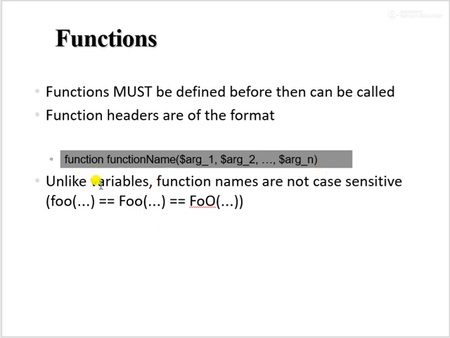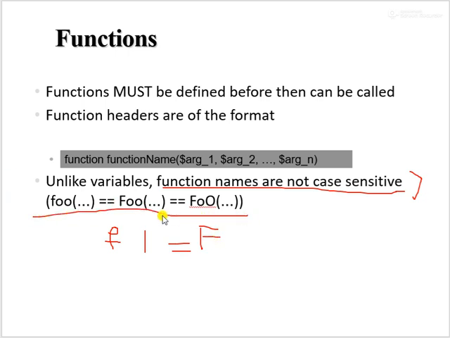Variable names are case sensitive, but function names are not case sensitive. We saw previously that variable names are case sensitive in PHP, so if we have different variables like this, this f is not equal to that f, and these will be considered two different variables. But in the case of functions, all these three different spellings will be considered the same, equivalent. So function names are not case sensitive, while variable names are case sensitive in PHP.